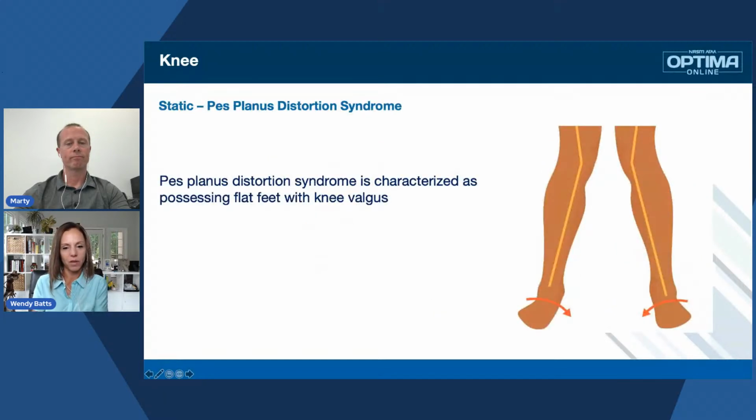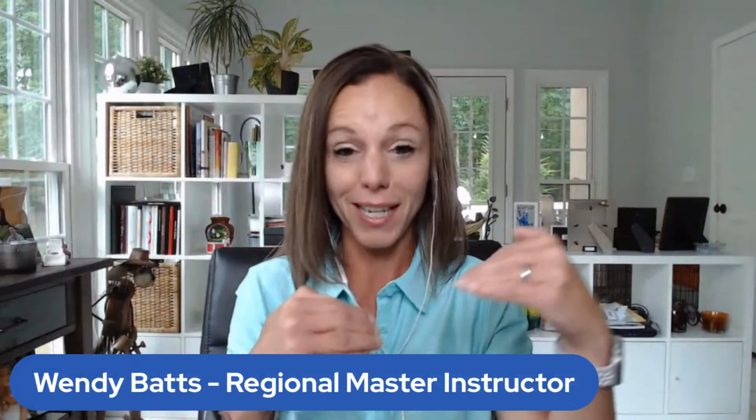So when we talk about somebody that has pes planus distortion syndrome, unfortunately, this is really scary when you see someone have this, and it's very common. It's mainly when you're looking at someone in the assessment with their shoes off, which hopefully you're doing, you're going to see that they possess flat feet as well as knee valgus. And so think about the excessive force that's going on to the medial knee. And then again, as Marty said, with the Q angle, if your knees are caving in and your hips are still stable and they're at a certain level, think about it's more than 10 degrees. So, all of that can play a role.